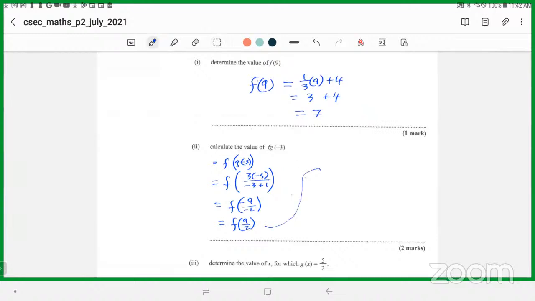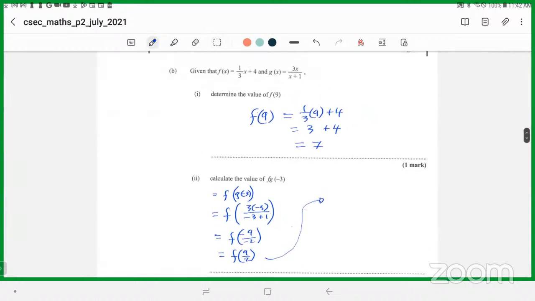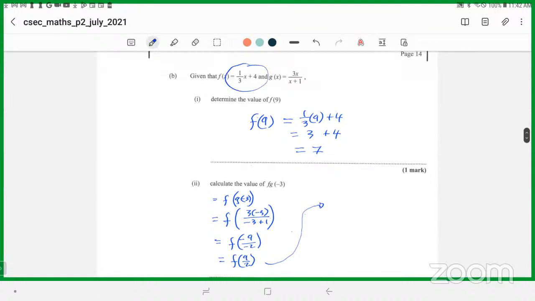So from here, we're going to work out f of 9 over 2 by plugging the 9 over 2 inside here. So we get a third, sorry, and 9 over 2 is the x value, and you're adding 4. So this becomes 3 over 2, because 3 into this 1 time, 3 into this 3 times. So it becomes 3 over 2 plus 4. 4 is the same as 8 over 2.